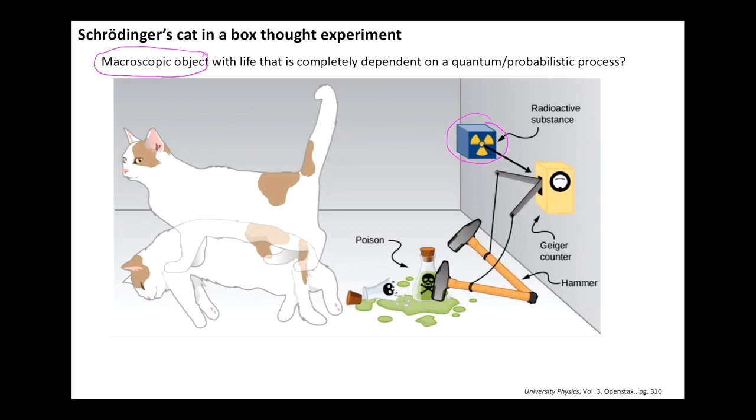I can't see the cat anymore. I can't see the radioactive substance. And somehow we're going to have to put something here to keep the cat from going over there and eating the radioactive stuff, to keep him away from the apparatus. All right? And let's say there's such a small bit of radioactive substance that in the course of an hour, there might be one emission, okay?